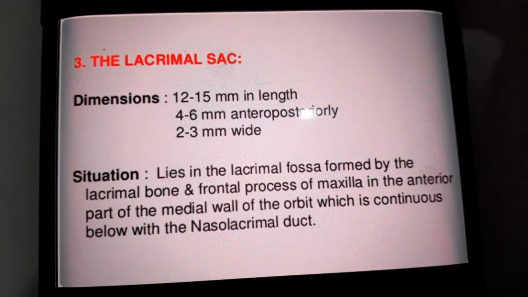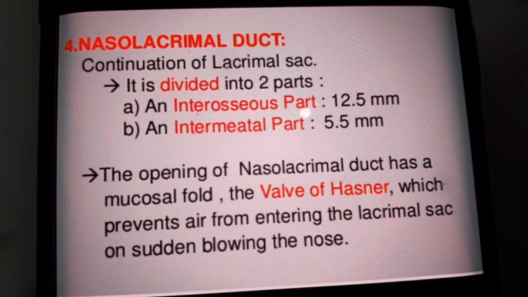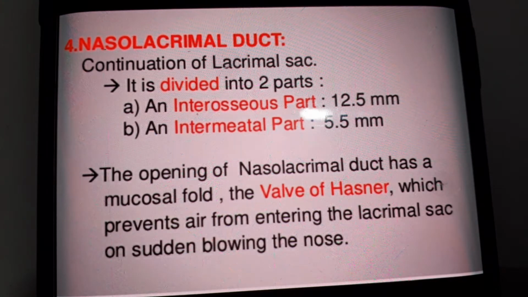Okay, next slide. From the lacrimal sac, the fluid goes to the nasolacrimal duct. The nasolacrimal duct is also a membranous passage, just as the lacrimal sac was a membranous sac. It is about 18 mm long in total, and it is divided into two parts.